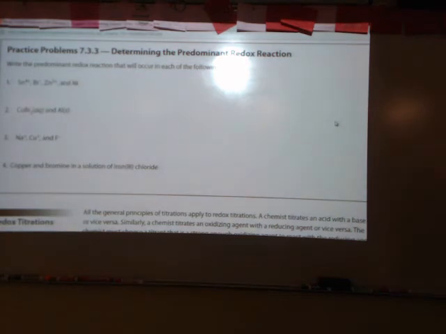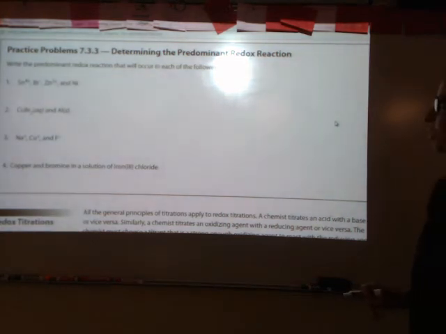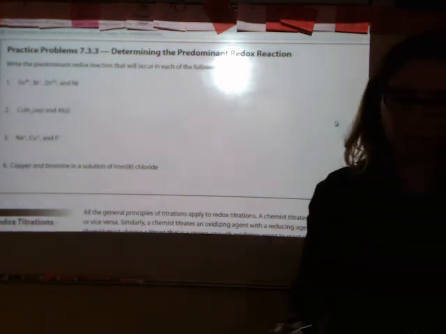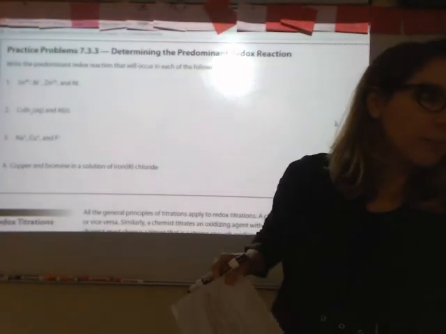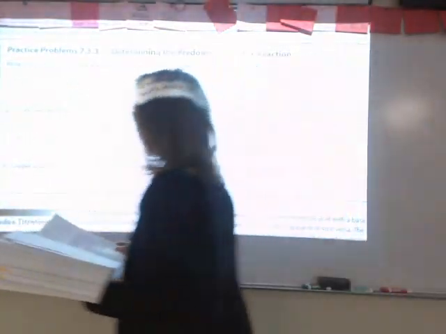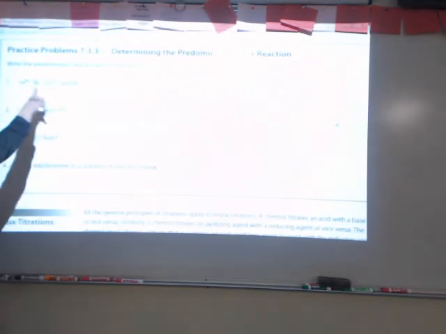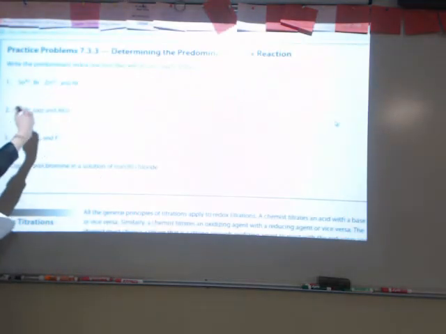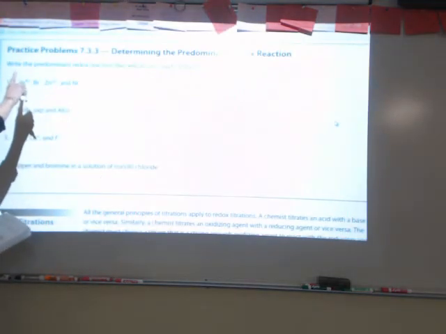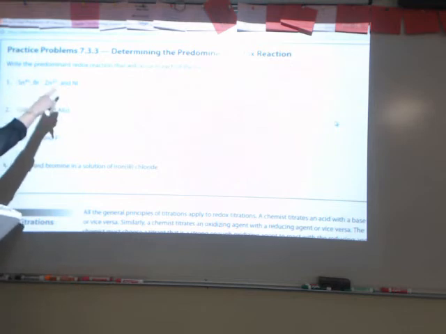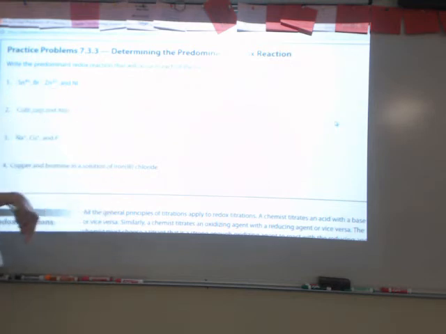Now it's focused. Okay, write the predominant redox reaction that will occur in each of the following mixtures. So if we look at number 1, we want to look at what you're given. You want to find out which one of these substances is furthest to the left and the top on the SRP table, and which one of these substances is the furthest to the right and down.